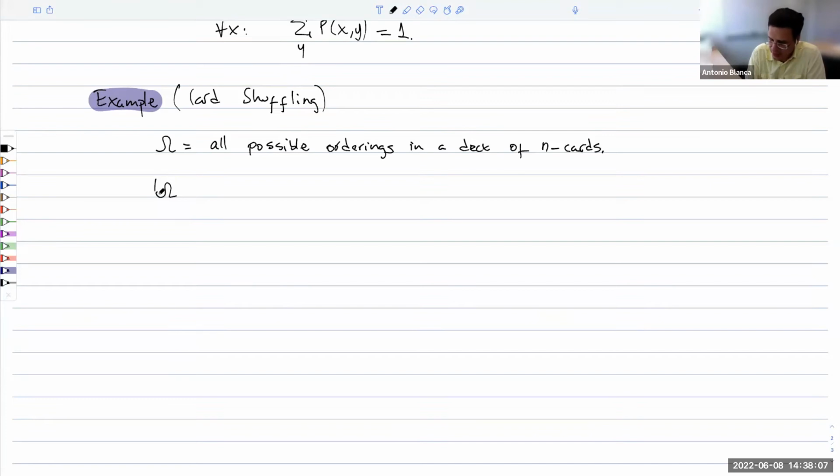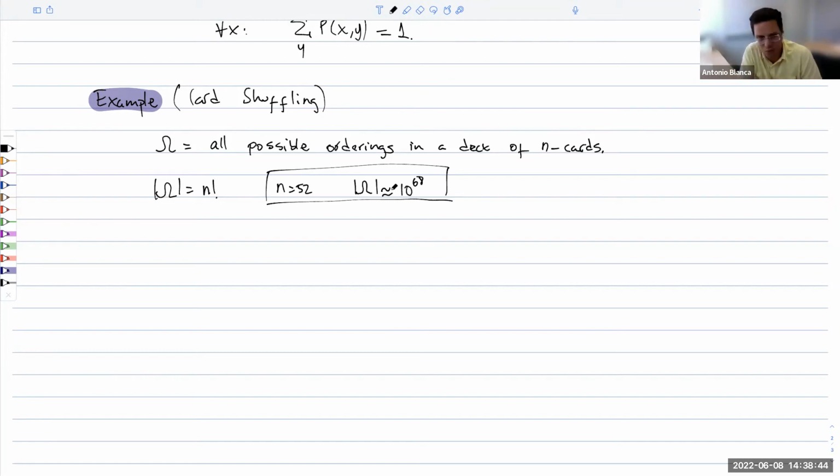So what is the cardinality of omega? Any volunteers? How many possible orderings? N factorial, right? If we have 52 cards, then this is 52 factorial. This is already pretty big, roughly 10 to the 68. So the number of orderings, the number of permutations of the deck of cards, is quite big.